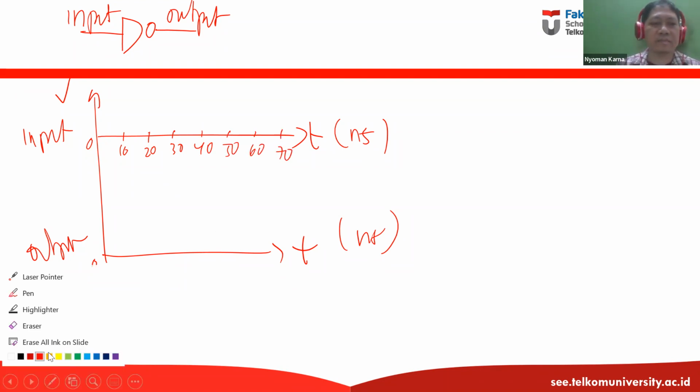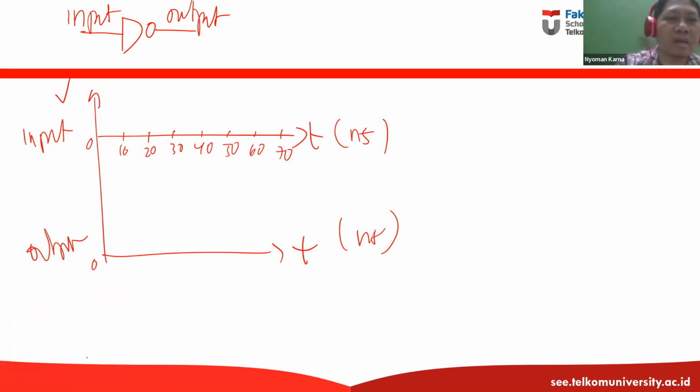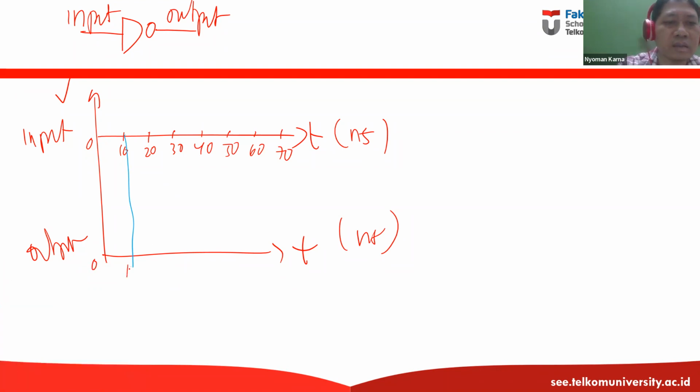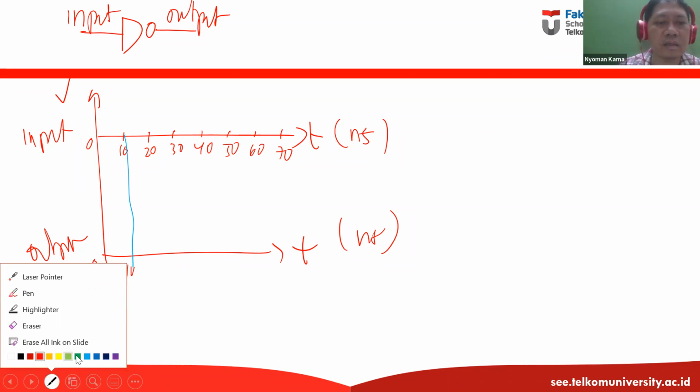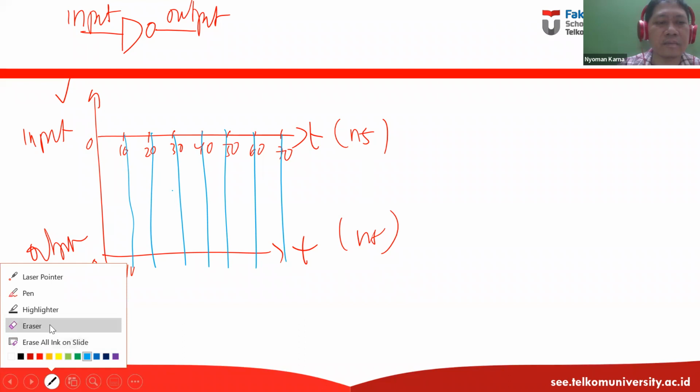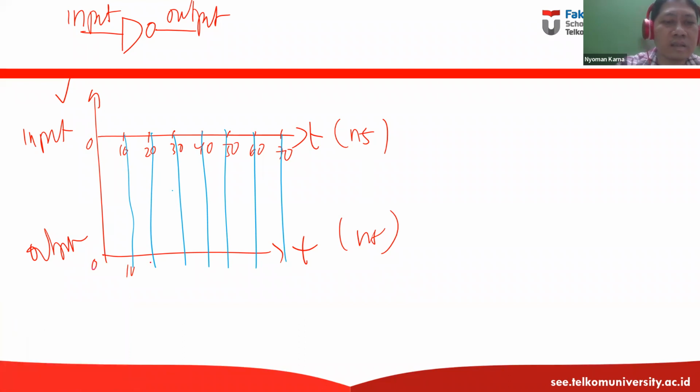And then we also have this, sorry. It's supposed to be red. This is also 10, 50, 60, 70. This is 10, 20, 30, 40, 50, 60, and 70. Now, let's say that the input is something like this.